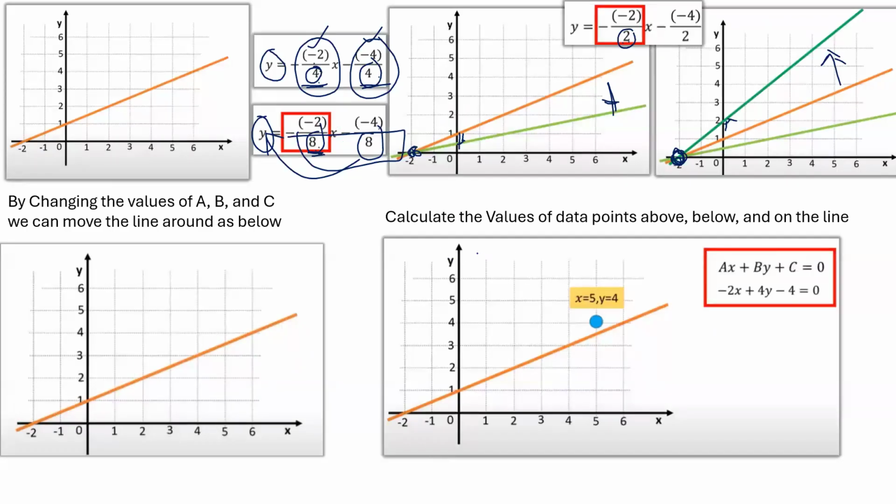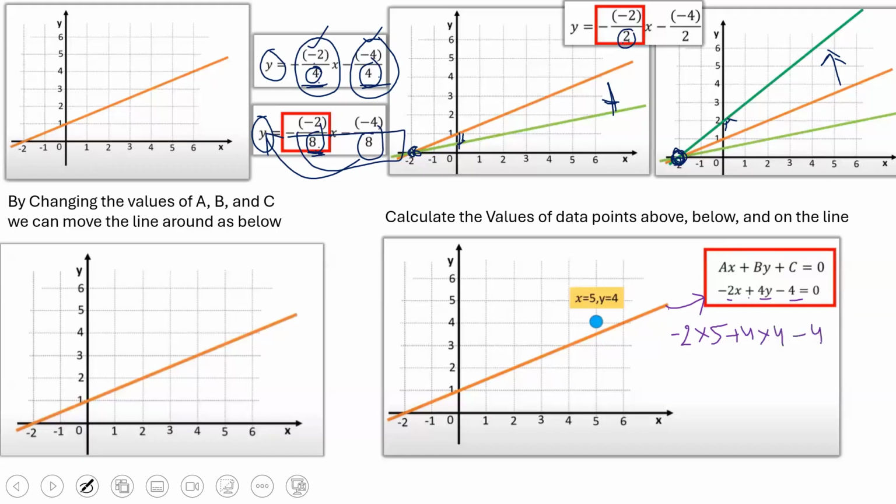And as I told you, if you calculate the points above this line and see what is happening, the line is minus 2x plus 4y minus 4. That is this particular line. Now take any point above this line and substitute it in this equation. What happens? Minus 2 into 5, right, plus 4 into 4 minus 4.